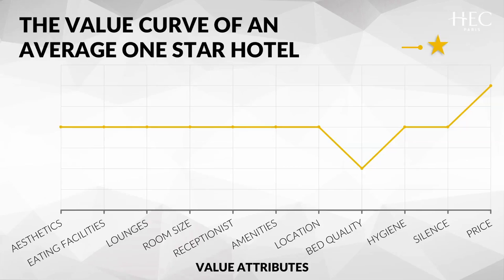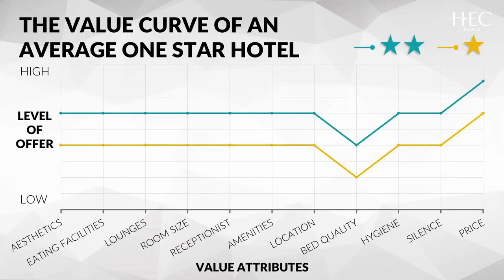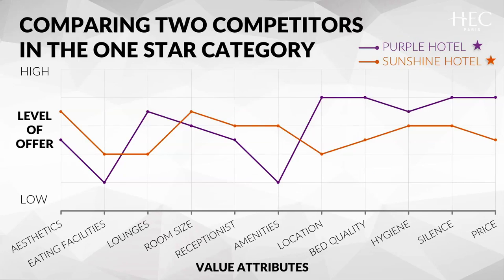Of course, a one-star hotel, and this is why it's categorized as a one-star, offers very little of each of these attributes. The y-axis shows how much of each value attribute is offered by this particular category of hotels. It's also called the level of offer. If we then consider 2-star hotels, their value proposition is basically to offer more of each of these value attributes. So the value curve of the average 2-star hotels is almost parallel to the previous curve we have drawn. I can also use such a curve to compare a particular 1-star hotel value proposition, Sunshine Hotel, with the one of its competitors, Purple Hotel, by drawing their respective value curves.